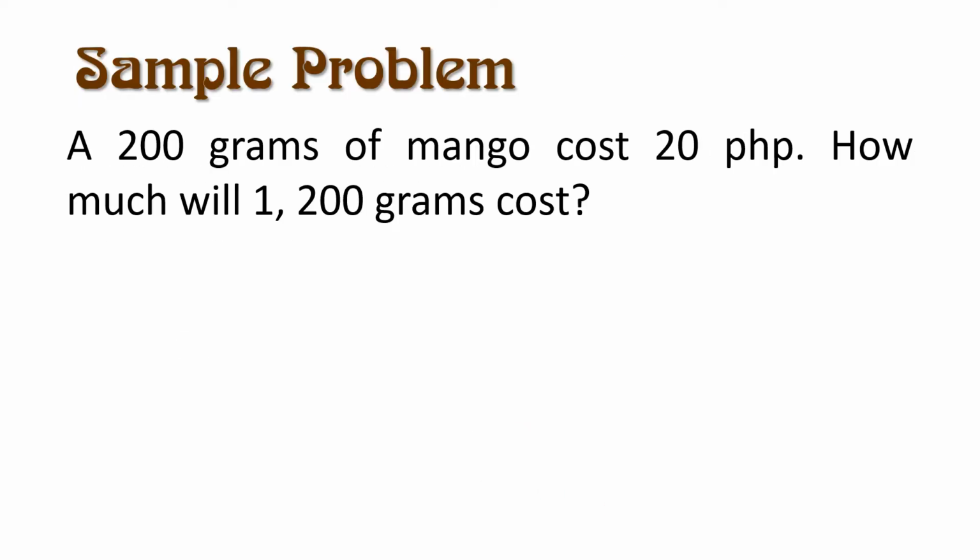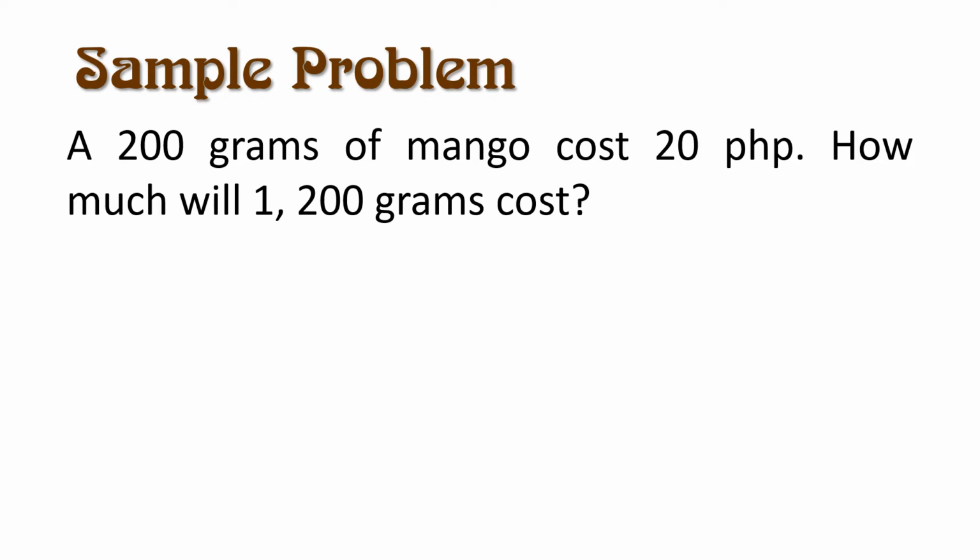To better understand what is direct proportion, we have here a sample problem. It says that 200 grams of mango costs 20 pesos. The question is, how much will 1,200 grams cost? The first sentence of this problem involves two numerical values. It pertains to the relationship between the grams of mango versus its cost, and that's already a proportion.